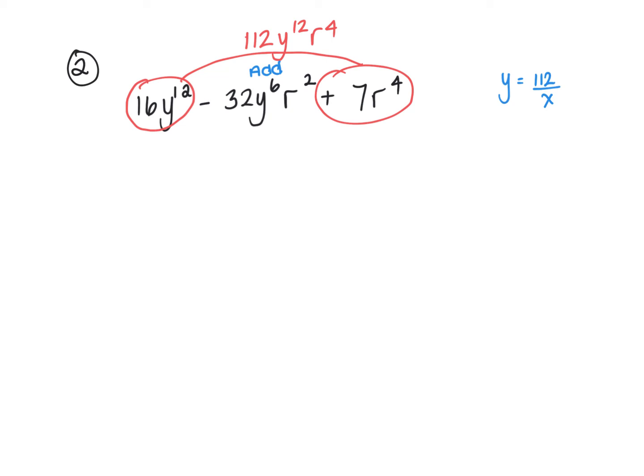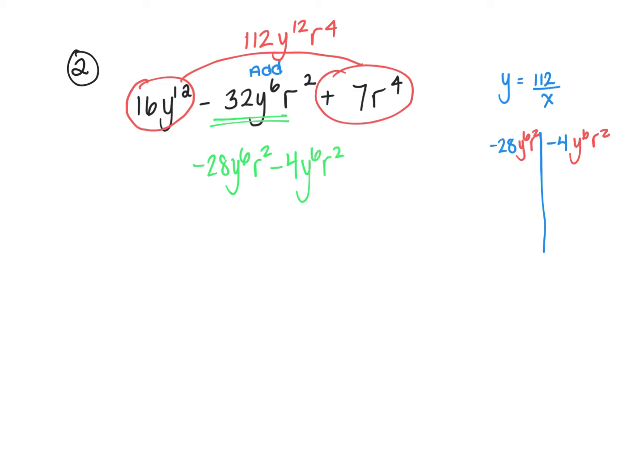Okay, so I got that negative 28 and negative 4 will add to negative 32. But we know that it has to multiply to y to the 12th, r to the 4th. So what we need to make sure we do is put our y to the 6th, r squared, y to the 6th, r squared. Remember, it has to match whatever those exponents are. So negative 28y to the 6th r squared, minus 4y to the 6th r squared. And then we're just bringing down our 16y to the 12th, and we're bringing down our 7r to the 4th. And we're going to factor by grouping.